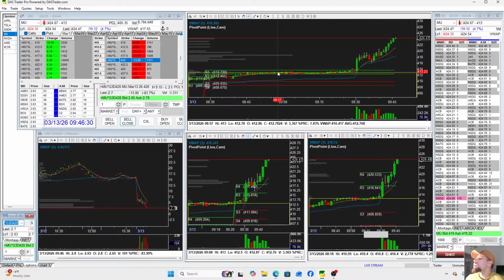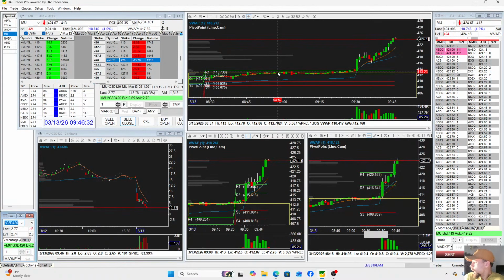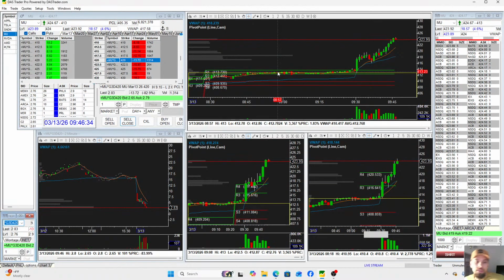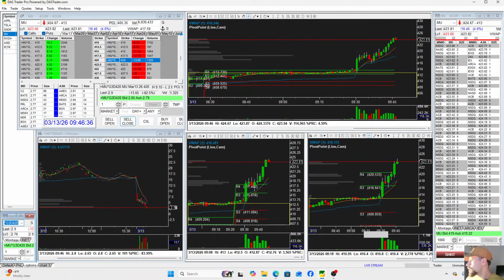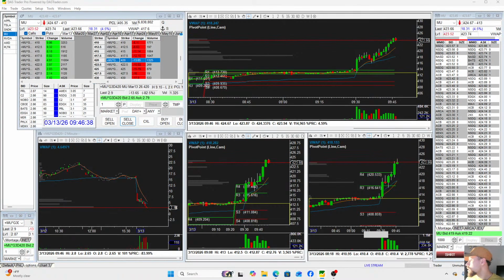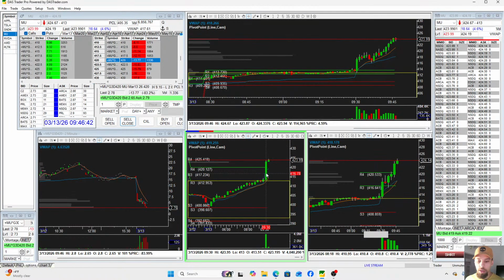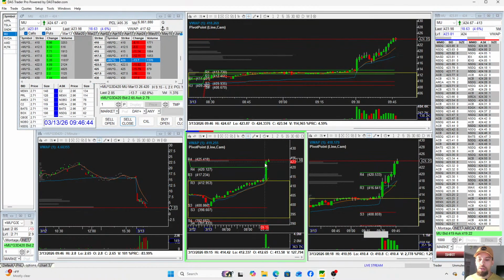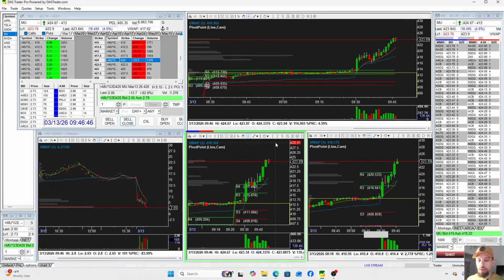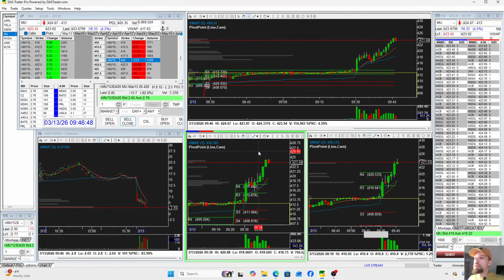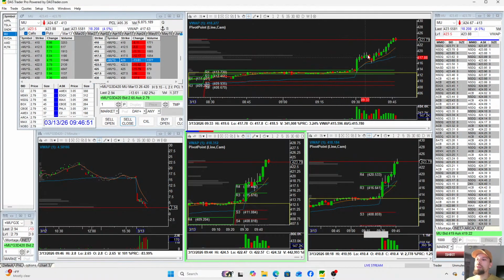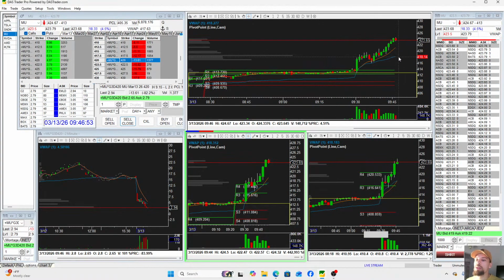MU still grinding up. SPY still moving up. 15-minute candle just closed. Very bullish candle for MU on the 15. Huge green candle. Just strong buying on that. So to me, the stock is going to continue to move up. We are getting some extension from VWAP.